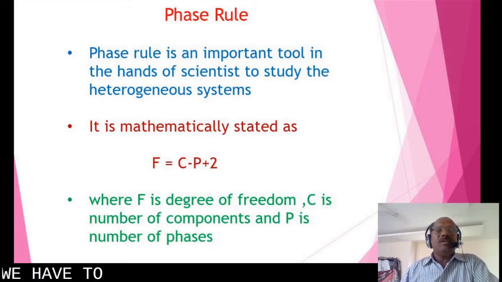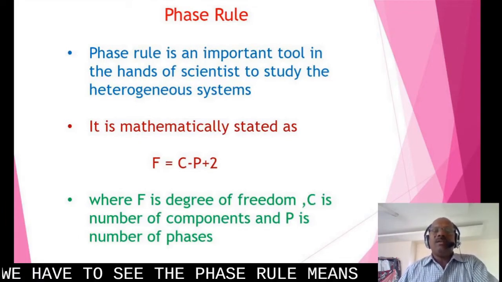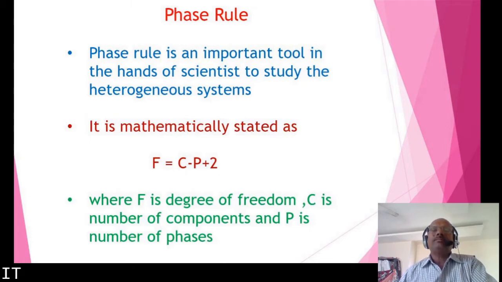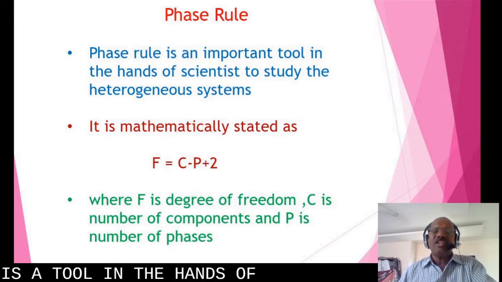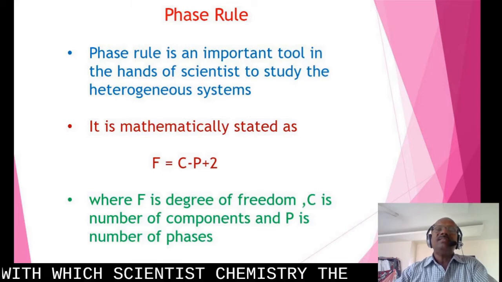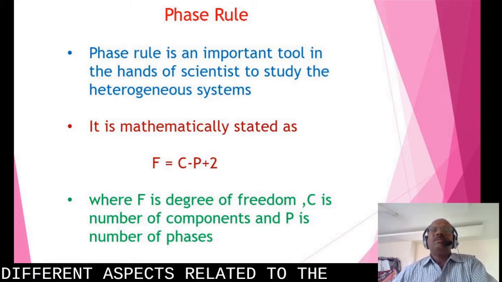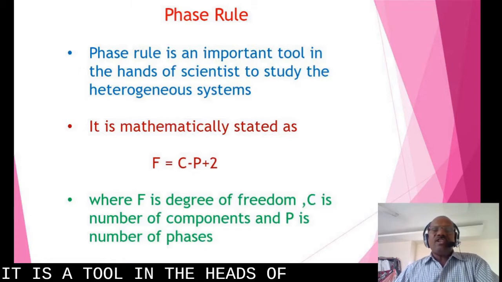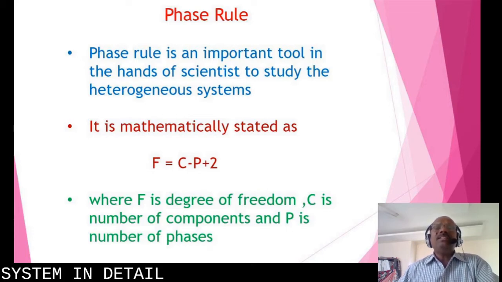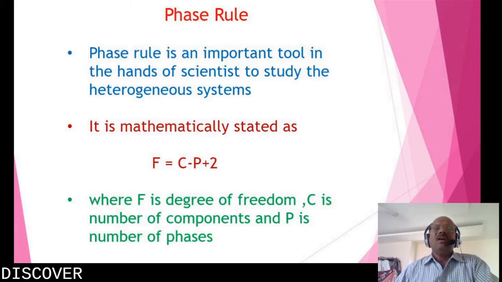Here, we have to see what the phase rule means, who discovered it, and what it actually tells. Phase rule is a tool in the hands of scientists with which they can study the different aspects related to a heterogeneous system. Means it is a tool to study the heterogeneous system in detail. This phase rule was discovered by the American physicist Willard Gibbs.